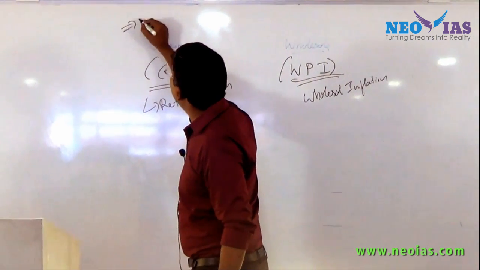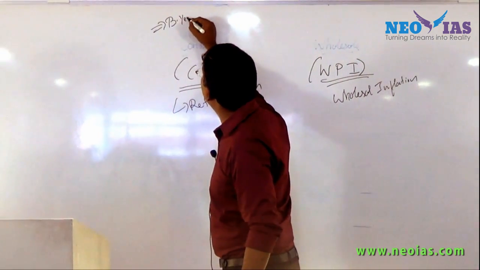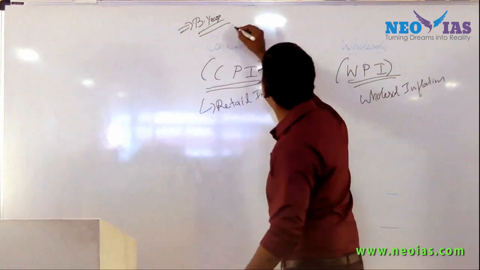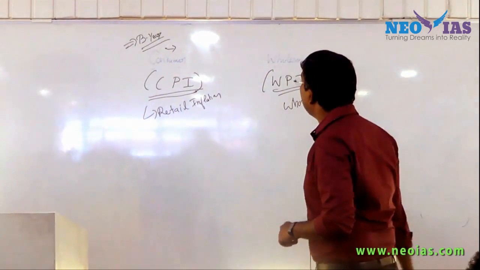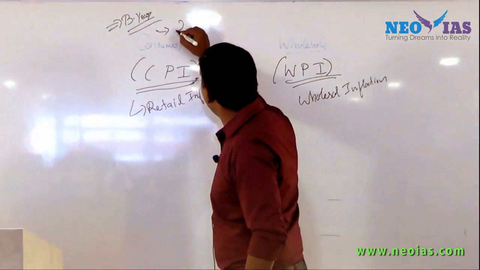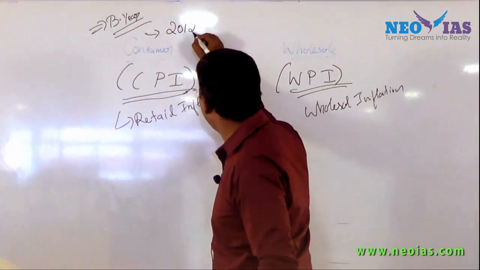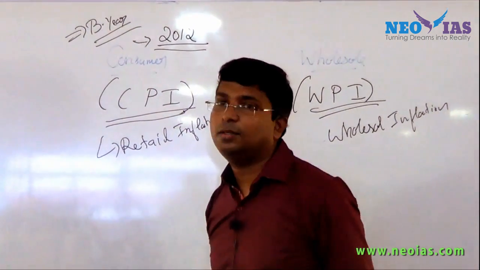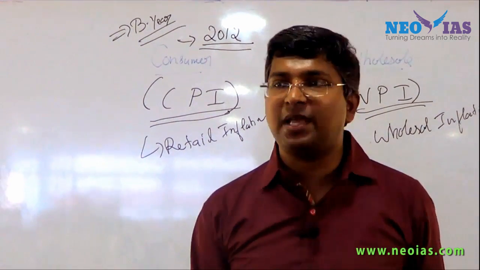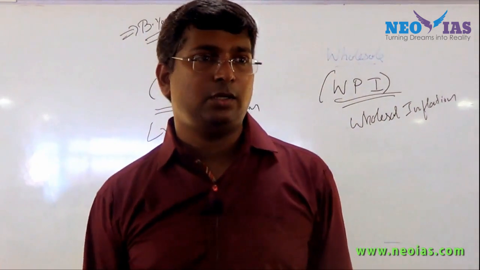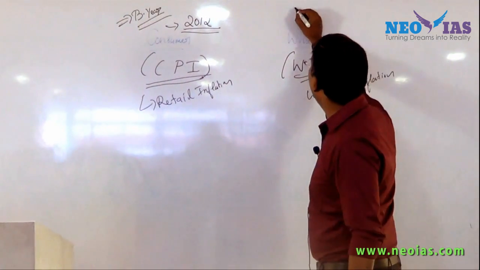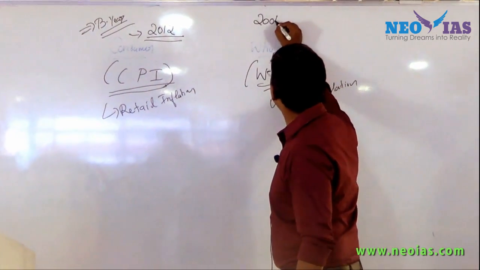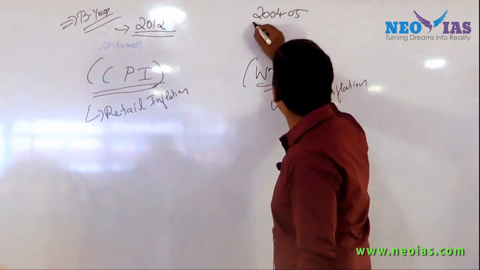Now every price index will have a base year. From your examination point of view, even though it is a fact, it's important. For consumer price index, the present base year is 2012. Factual, important. Consumer price index base year is 2012, and for wholesale price index, the base year is 2004-05. It's a very old year.